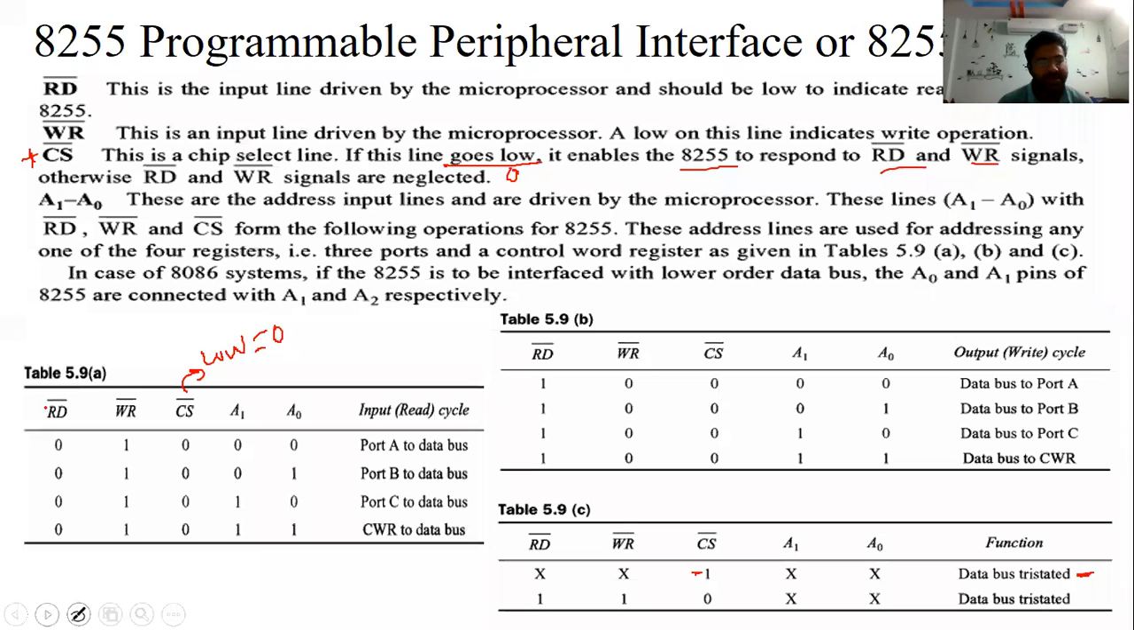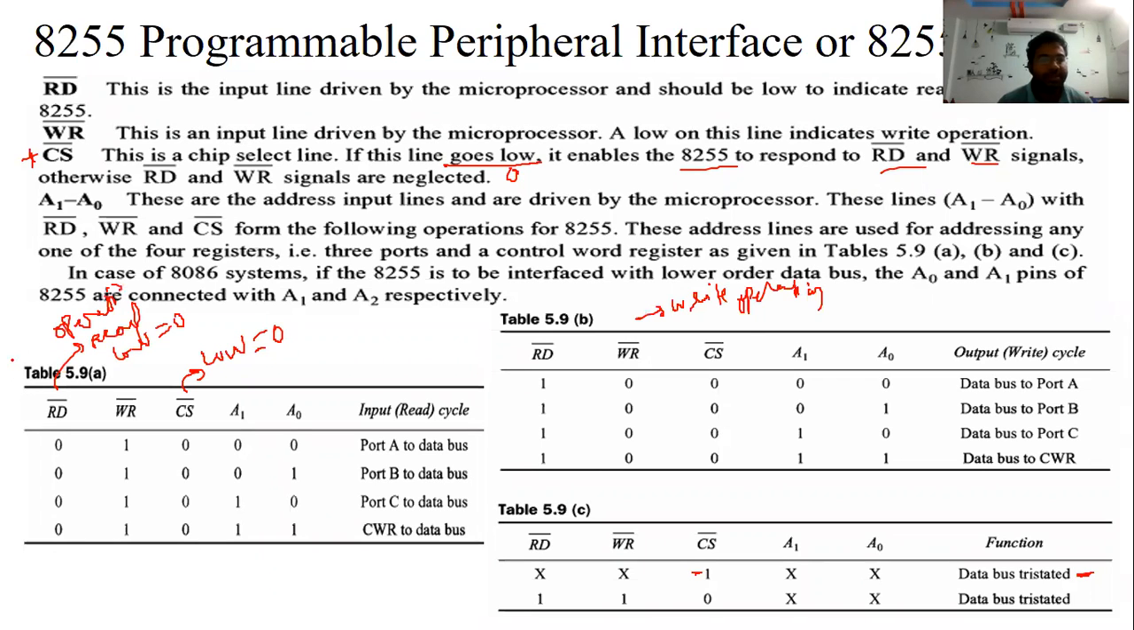That's why you see RD bar, WR bar, CS bar, A0, A1. Now see this. When RD bar is 0, it is a read operation. These are the low level logic, working as 0. So these are read operations, these are write operations, these are read operations, these are write operations, and these are read operations.